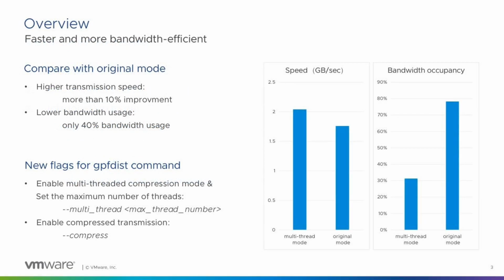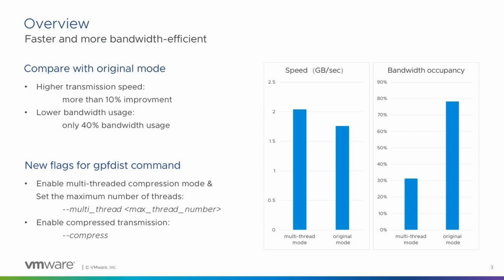gpfdist has always been a high-performance ETL tool suitable for GPDB. However, its high performance comes with substantial bandwidth usage, which impacts the network usage of other processes on the same machine. Moreover, its transmission performance is heavily dependent on network bandwidth, resulting in suboptimal transmission speeds in low-bandwidth environments. Therefore, this upgrade of gpfdist focuses on addressing these two pain points by adopting a multi-threaded design for data compression and transmission. The new version of gpfdist achieves a speed improvement of approximately 10% in the testing environment, while saving more than 60% of bandwidth.